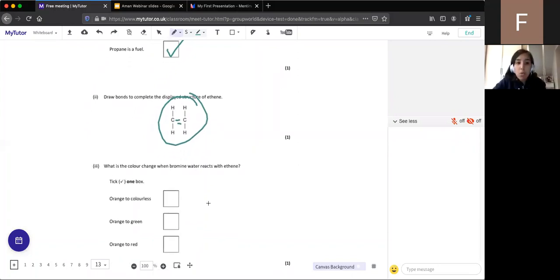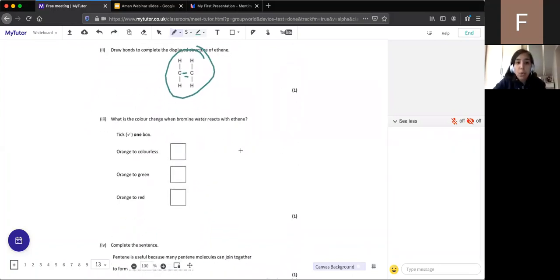Great. What is the color change when bromine water reacts with ethene? Good. Orange to colorless. Excellent. Well done. Really great.